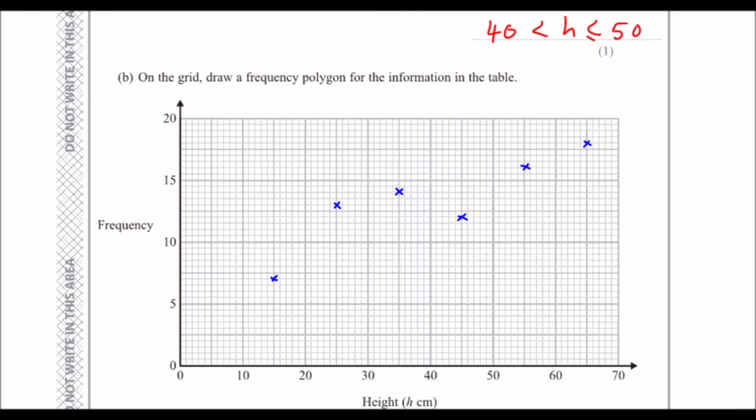We're now going to join them up with a ruler. So join up each of these points with a ruler. And that is our frequency polygon.